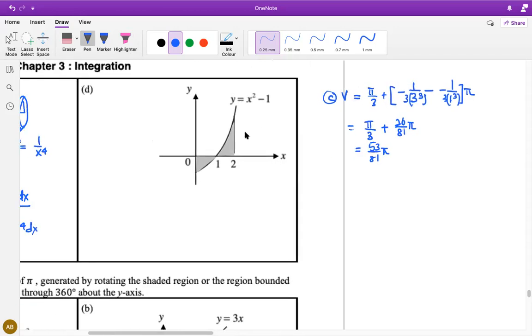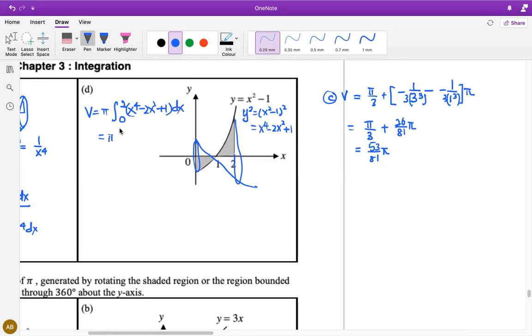Okay, for D, D is quite straightforward, but we need to find y squared. So y squared is x squared minus 1, squared. Therefore it's x to the power 4 minus 2x squared plus 1, right? So we integrate the volume from 0 to 1 to 2. So we straight away use 0 to 2. When you integrate, it will be like this and like this, so you get this shape, right? So you can find it easily. Therefore x to the power 4 minus 2x squared plus 1 dx.